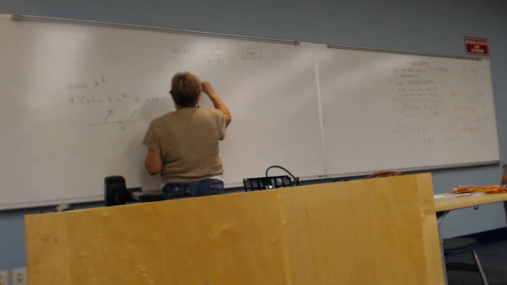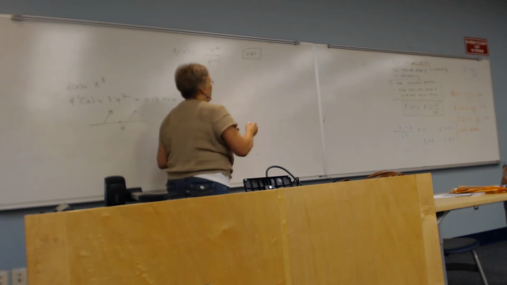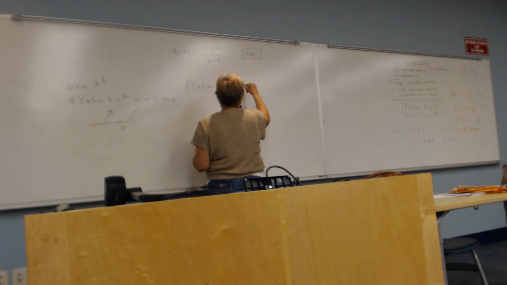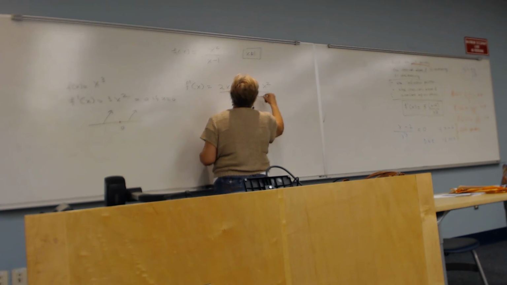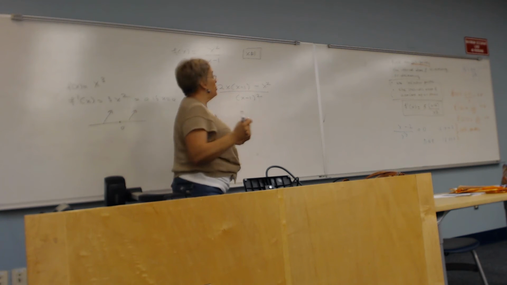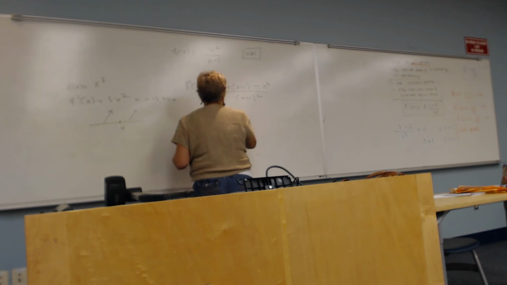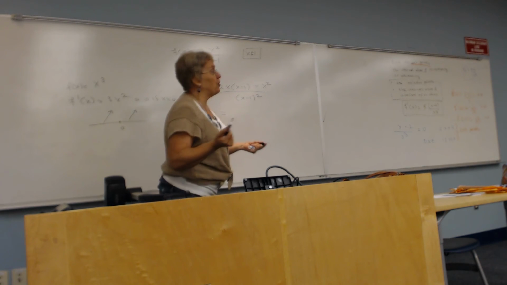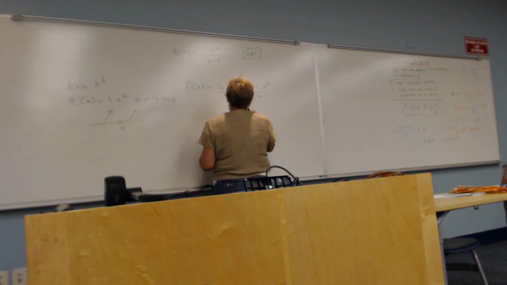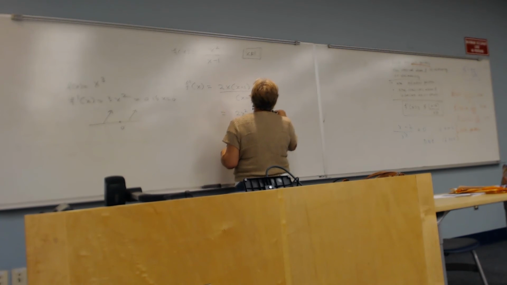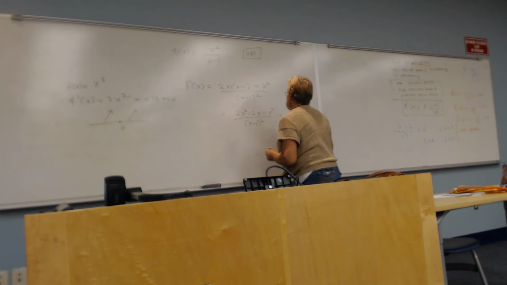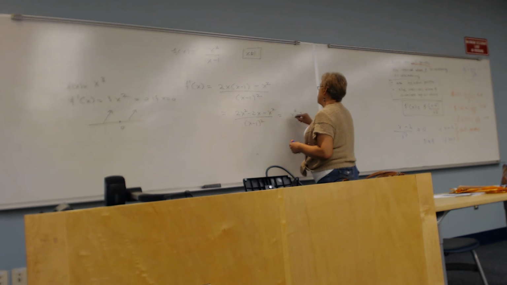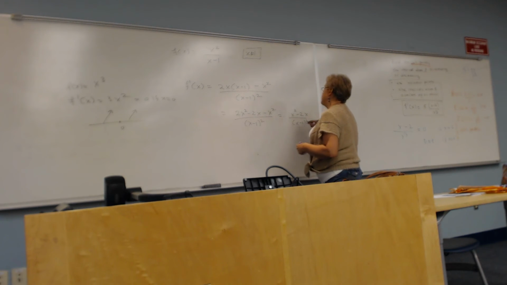So who wants to give me the derivative of f? 2x times x minus 1, minus 1 times x squared, over x minus 1 squared, right? Very good. So we have again a fraction. Now it's an easy fraction. We didn't have to suffer like before. So we have 2x squared minus 2x minus x squared, over x minus 1 squared. So we have x squared minus 2x over x minus 1 squared, right?